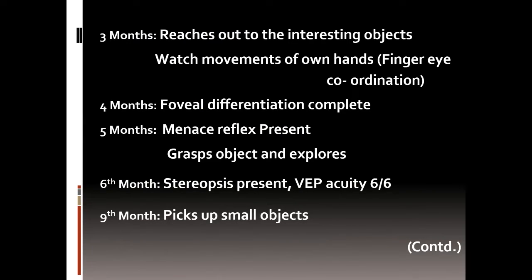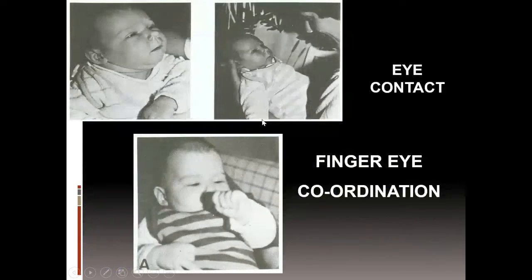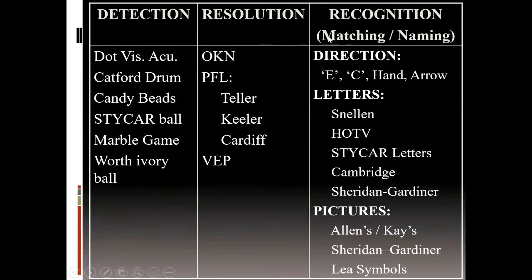But other functions are cognition. He has to have hand-eye coordination to pick up small objects. He has to understand that this is important, so he will go and remember and tell you. That is where we talk about these 3 types of visual acuity. For recognition visual acuity, the child has to be at least 4 to 5 years of age to understand and talk about E, C, hand.